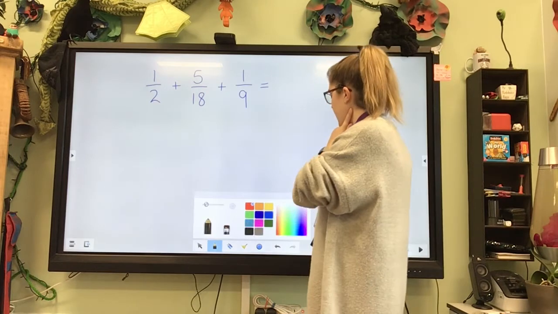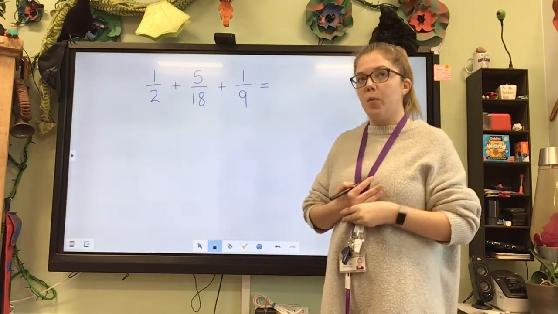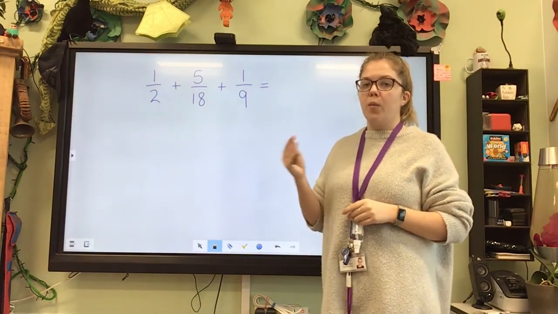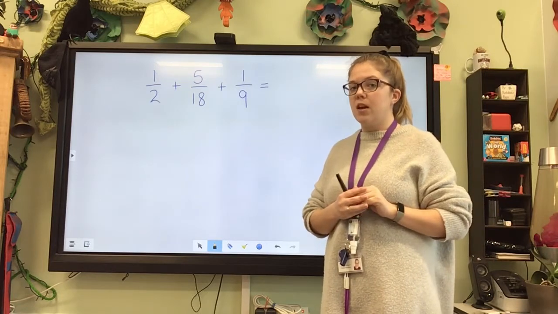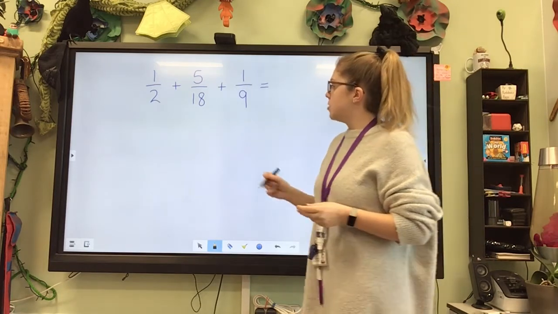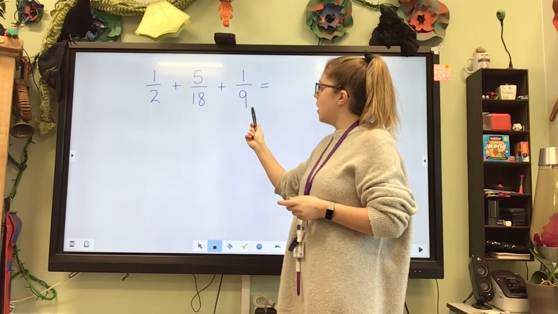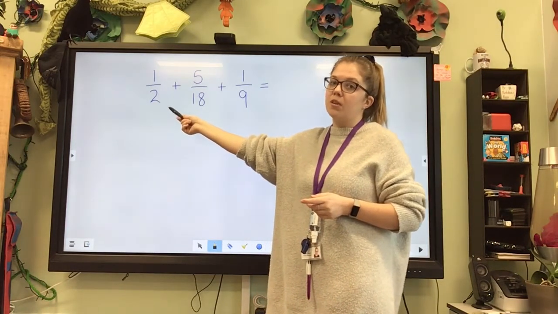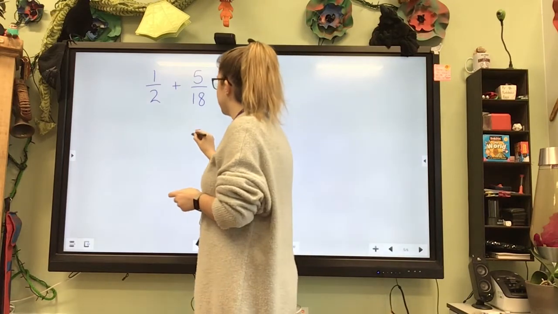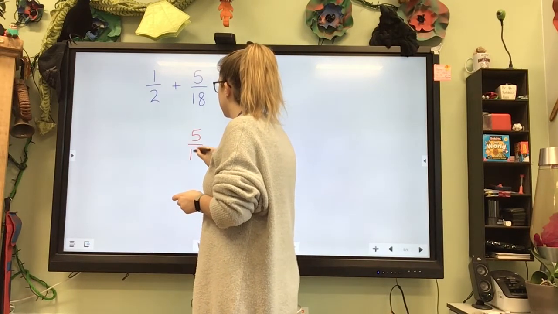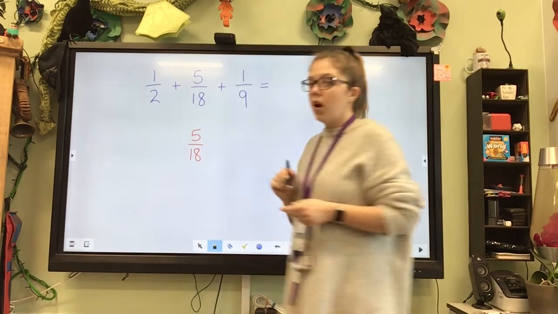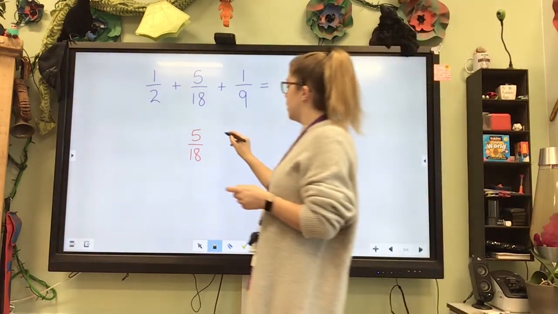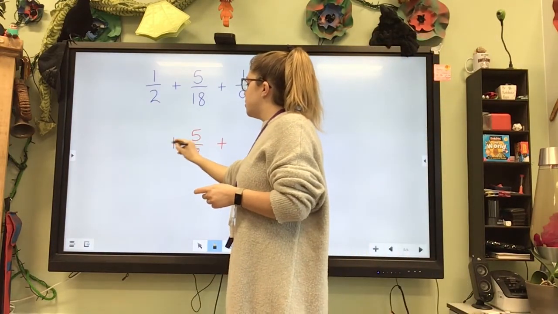So looking at those fractions, what are we going to convert all of our fractions into? And you should be able to spot that 18 is in the 9 times tables and it's an even number, so it's in the 2 times tables as well. So 18ths is what we're going to stick with. So 5/18 we don't have to do anything to, do we? And now it's just the other 2 we need to convert.